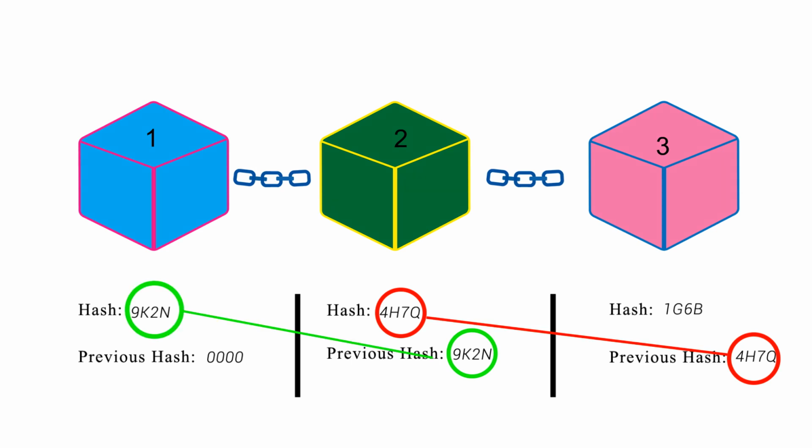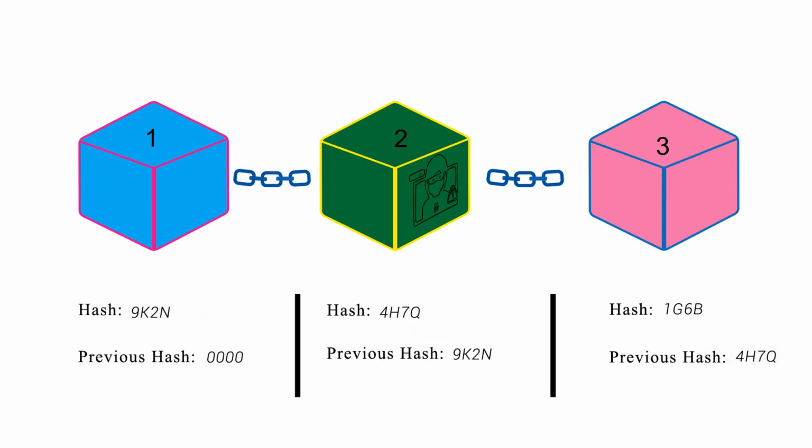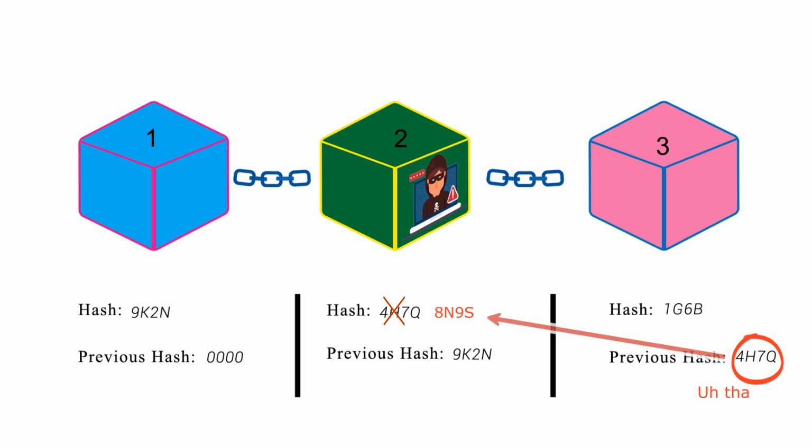Now, the first block is a little special. It cannot point to a previous block because it's the first block. We call this the genesis block. Suppose you change the second block. This also changes the hash of the block. This in turn invalidates block 3 and all subsequent blocks, as they no longer store a valid hash of the previous block. Changing one block will invalidate all subsequent blocks.